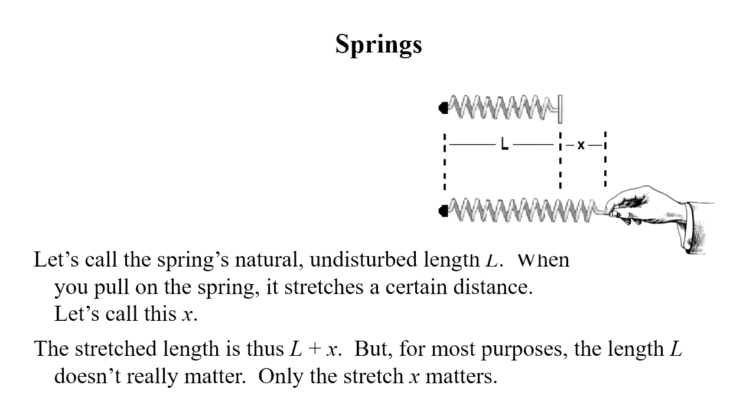Let's call the spring's natural undisturbed length L. When you pull on the spring, it stretches a certain distance. L changes. Let's call this change in length X. This is the traditional way it's done in physics books. The stretched length is thus L plus X. For most purposes, believe it or not, the length doesn't really matter. It's only the stretch X that matters.